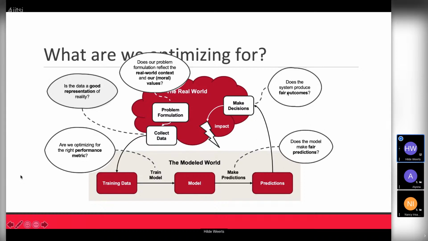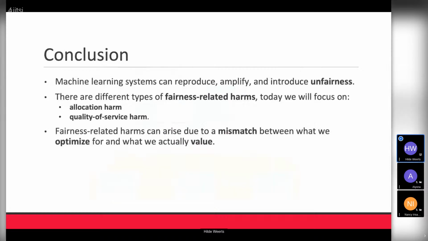And perhaps even more importantly, does the system as a whole produce fair outcomes? Because usually, in many cases, the machine learning model is not the final thing that determines the decisions. It could serve as a decision support system, and then other people would make the final decision. So this is just a glimpse, and I could talk about this for a long period of time, but this is just a very short introduction of all the ways in which things might go wrong.